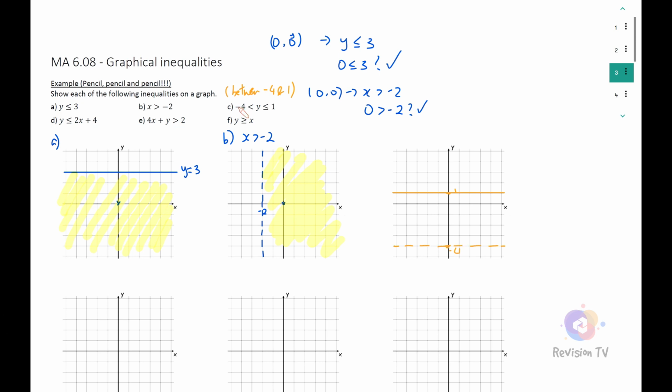I've told you y is between them, so we can just shade the part that is between, like a sandwich. I don't know what bread is orange. It's pure orange like this, orange bread.